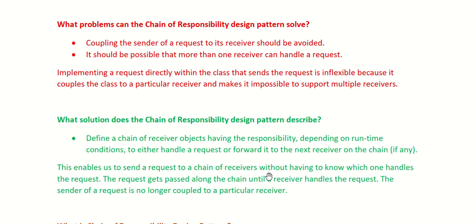This enables us to send a request to a chain of receivers without having to know which one handles the request. So you have multiple options and you don't know which will handle the request. The sender is decoupled from all the receivers. The request gets passed along the chain until a receiver handles the request. The sender of a request is no longer coupled to a particular receiver. This is the solution the chain of responsibility pattern provides.